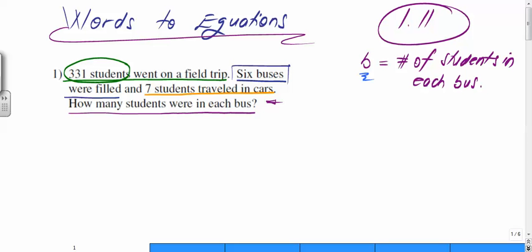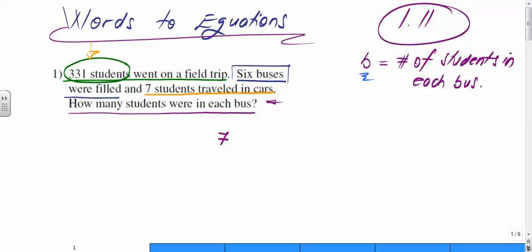Now, going back to the 331 students that went on the field trip, how many of them traveled in cars? Well, 7 of them, right? So I definitely know that 7 students went there with their parents' cars or driving their own cars. Who knows? If they're high school students, then they will be driving their own cars.